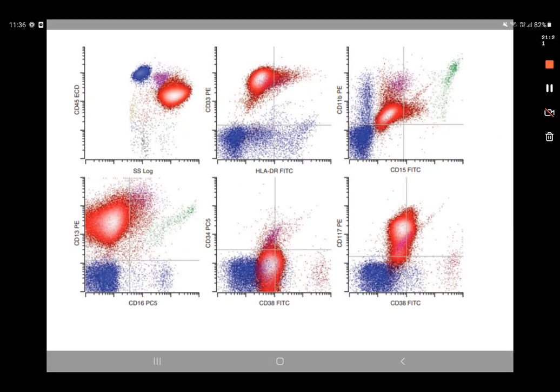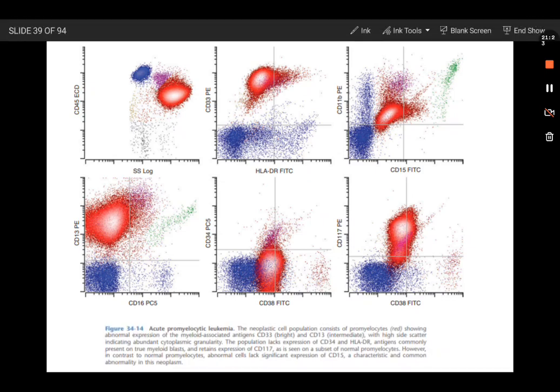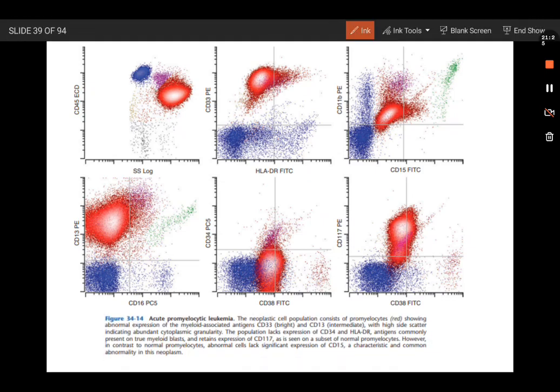Next entity we have is APML. Here you see the side scatter has increased, so that means there is more granularity in these cells. CD33 is positive, HLA-DR is positive in only a few. But CD33 is intermediate to bright positive, so it is some myeloid origin neoplasm. CD11b is positive, but CD15 is negative. Only some population is showing CD15 though.